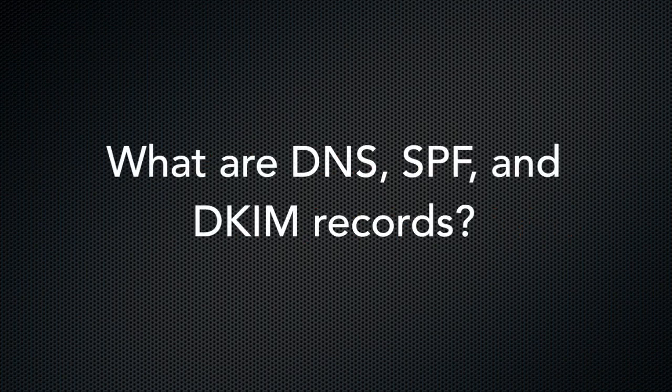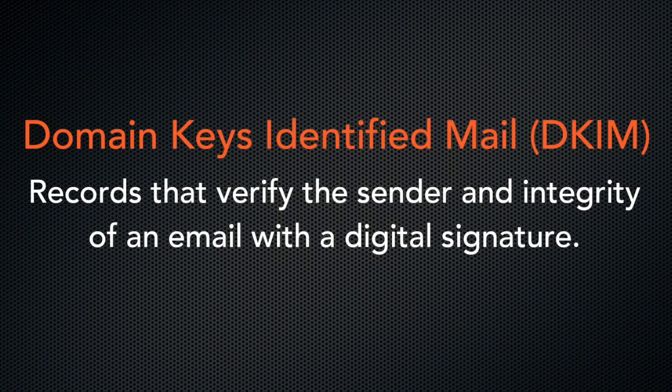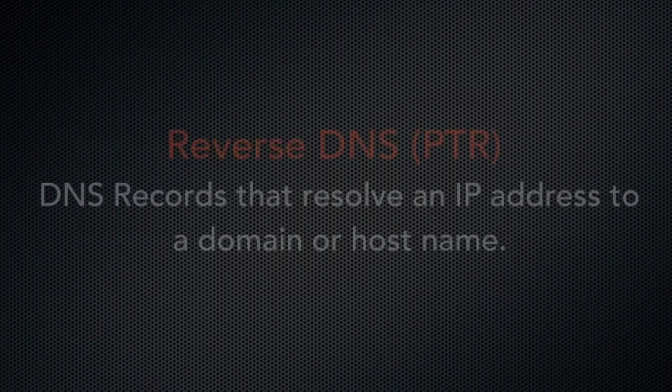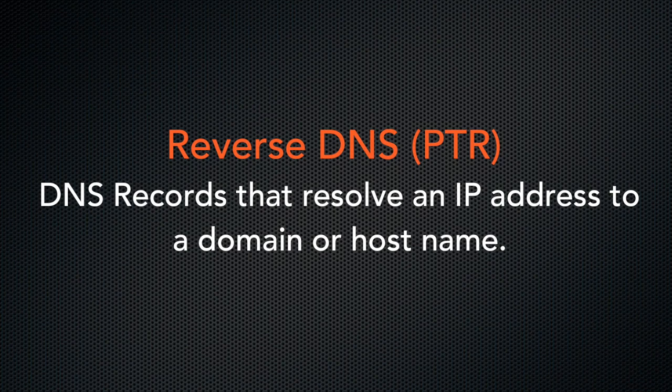But what are these records, and what purpose do they serve a domain? Well, DKIM, or Domain Keys Identified Mail, verifies the sender and the integrity of a message. SPF, or Sender Policy Framework, verifies that the message your domain sends originated from a listed server. Reverse DNS, or PTR records, are DNS records that resolve an IP address to a domain or hostname. The system uses PTR records to perform a reverse DNS lookup to retrieve the associated domain or hostname.